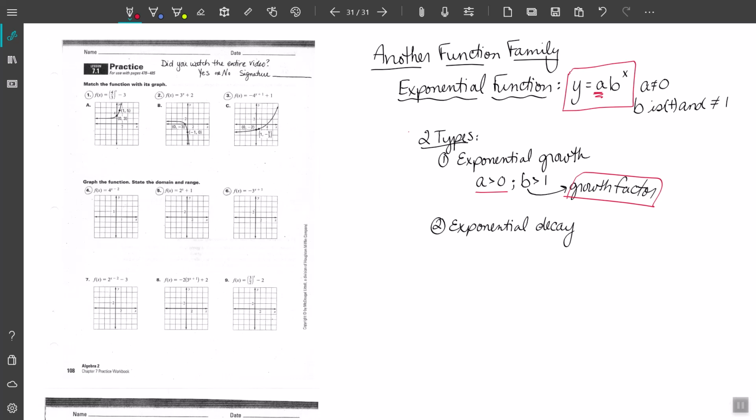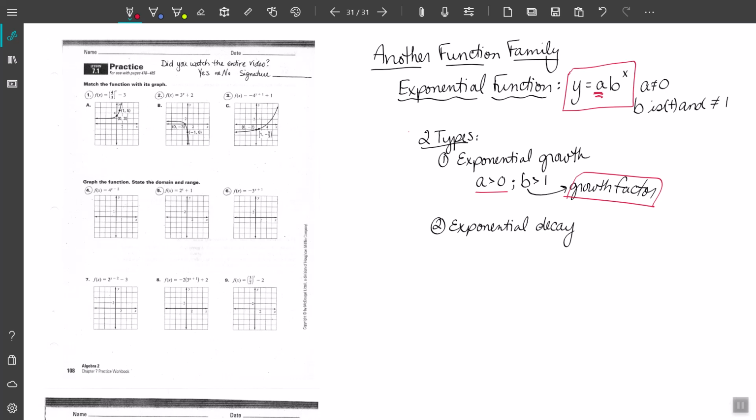And you can kind of hear from those words that growth and decay sound a little bit synonymous with positive slope and negative slope. It's kind of the same idea. It's the way that the function is going to grow, and the way you're going to see it on the graph is going to be different.